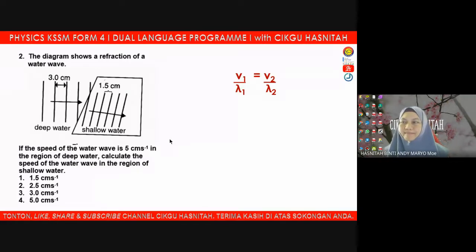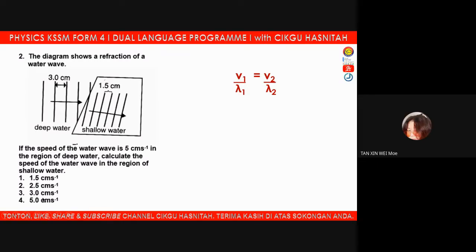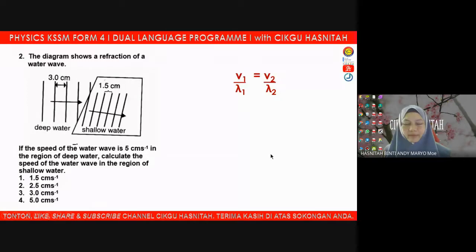Simple mathematics only. You just do the substitution and find the speed of the water wave in the shallow water region. So what is it? Anyone? What is the speed? Is it 1.5, 2.5, 3.0, or 5.0? Which one? 2.5. 2.5. How about the rest? What do you say?